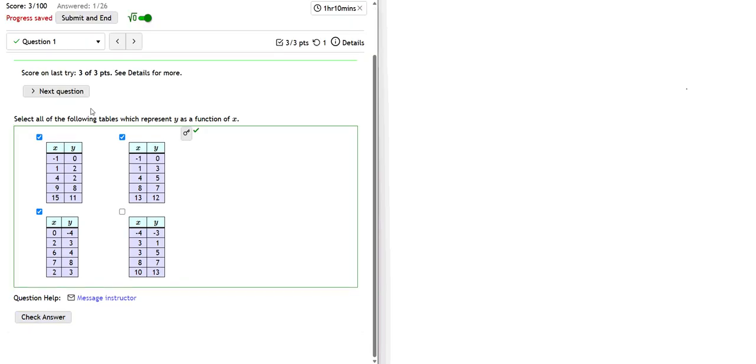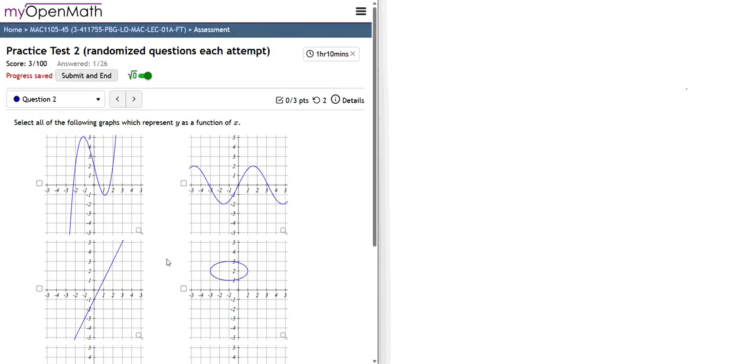This last one here, my eyes went straight to the two ordered pairs that have an x value of 3. One of them is paired with a y value of 1, and the other x value of 3 is paired with a y value of 5. So those are two different points with the same x value. So that last table would not pass the vertical line test, and that is not a function, so I won't select that one. Next question, number 2.